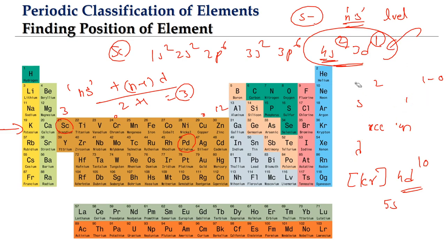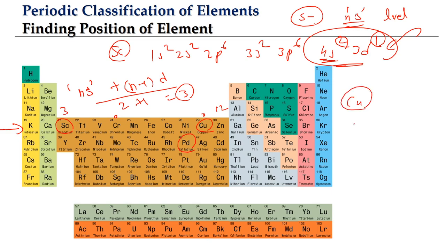So what we have to do is add the electrons in the ns level and n minus 1 d level. That will give us the group number for the d block elements. We can take another example also. Let us go with copper. What is the arrangement? Copper, atomic number 29: 1s2, 2s2, 2p6, 3s2, 3p6, 4s1, 3d10. Exceptional, because completely filled d will give more stability.